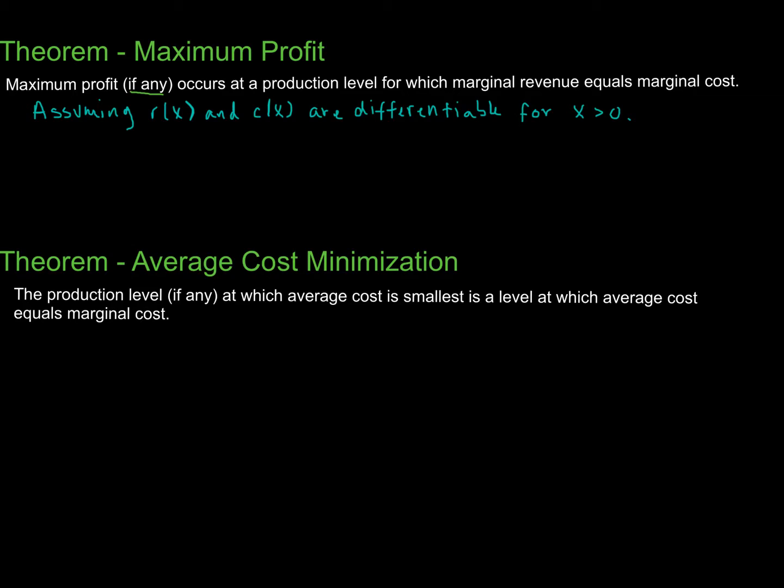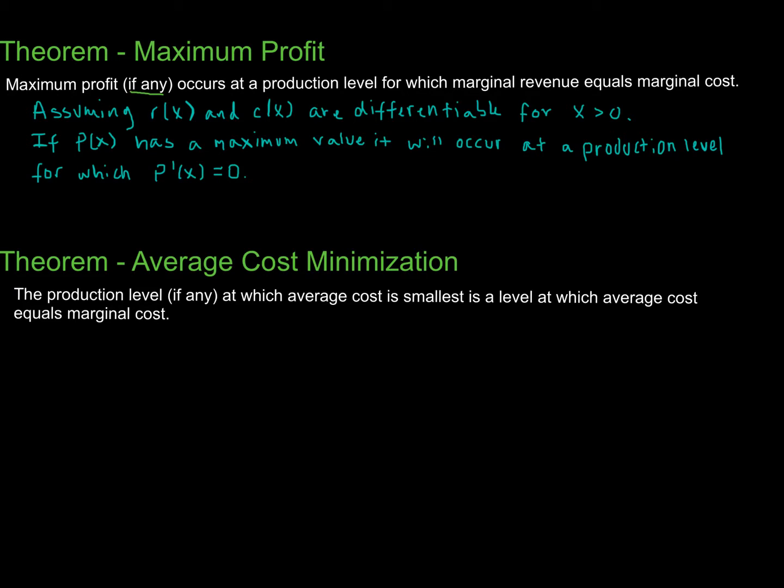Well, it can have a maximum either at its endpoints or its critical points. Now here it's pretty clear there are no endpoints. You could theoretically produce as many products as you want. So the only possible points or levels of production at which a maximum could occur are where P prime of x is equal to 0. In other words, a critical point. So if the profit has a maximum value, remember it doesn't necessarily have to, but if it does, it will occur at a production level, meaning a value of x, for which P prime of x is equal to 0.